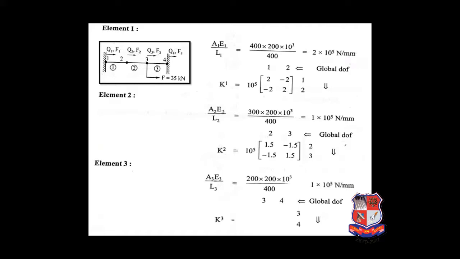Let's go ahead. Similarly, we find out element number 3. If we put in the values, this is the final answer: 10^5 times 1, minus 1, minus 1, 1. Okay, so in this example there is one mistake. As per the book printing, here we can write 1.5 because inside it is 1.5, so here also it is 1.5, and as per calculation also this is 1.5.